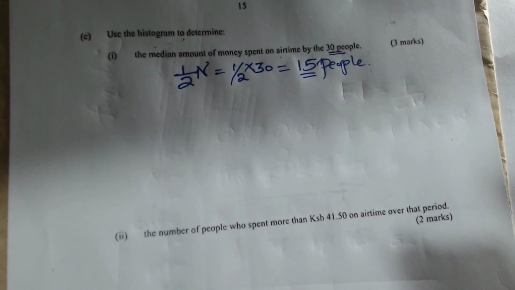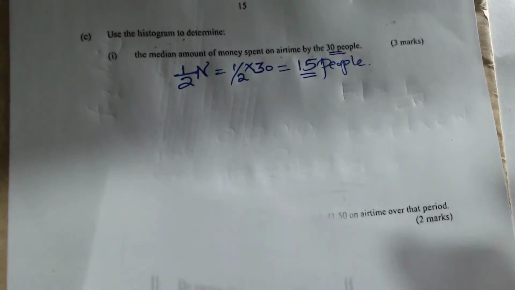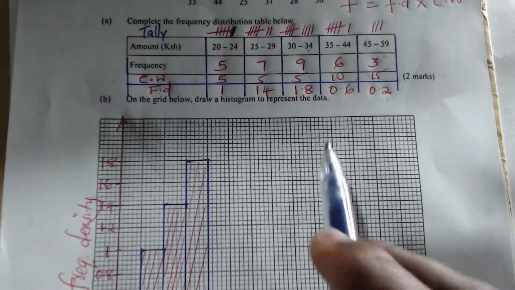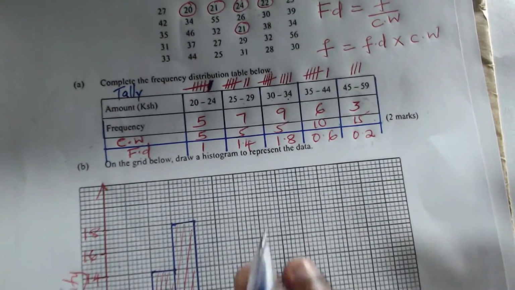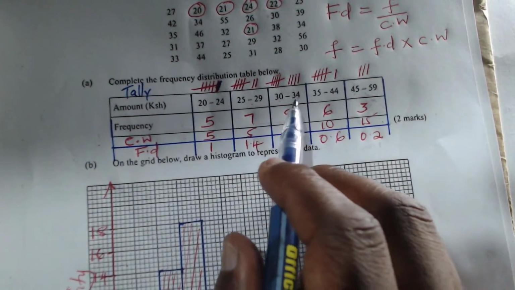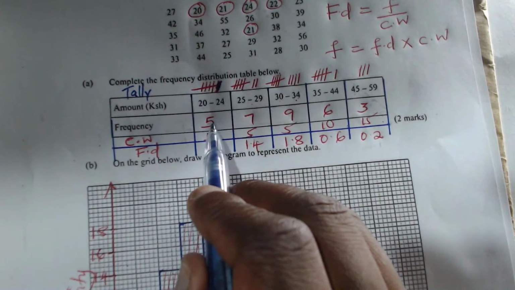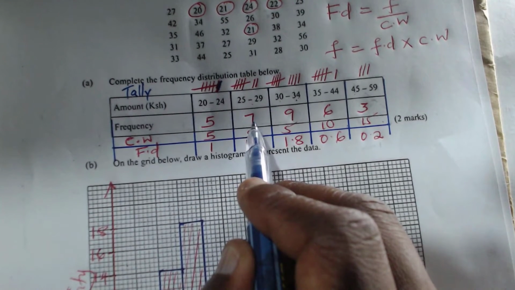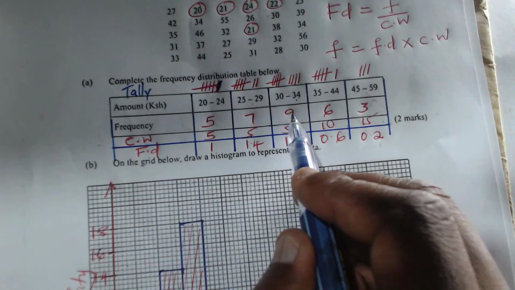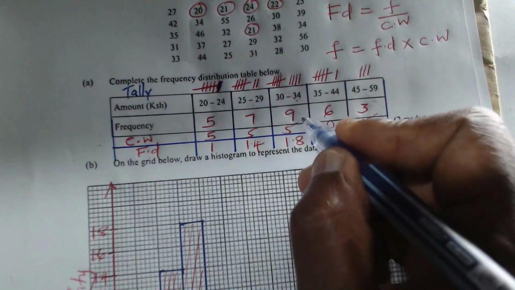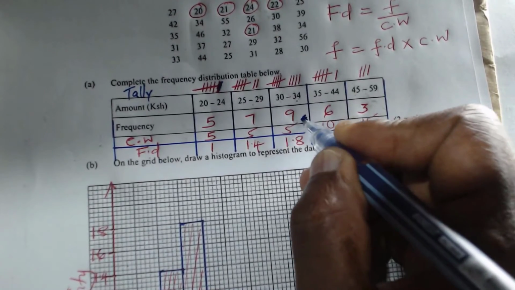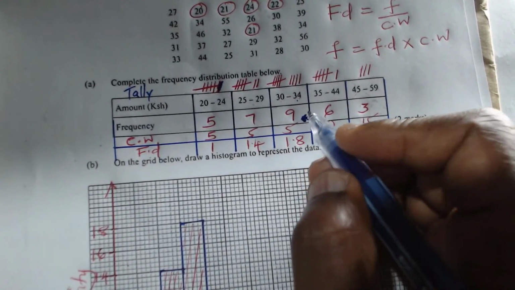How do we get 15 people from the histogram? Now looking at this histogram, and we are going to use the histogram and also this table that we filled here. We need to know which class we find 15 people in. Look at this one. The first class has 5 people. The second one has 7 people. That is 5 plus 7, that is 12. Then 12 plus 9, that is 21. So the median is located here. This is where we have the median. The median class will be here. This is where we have 15.